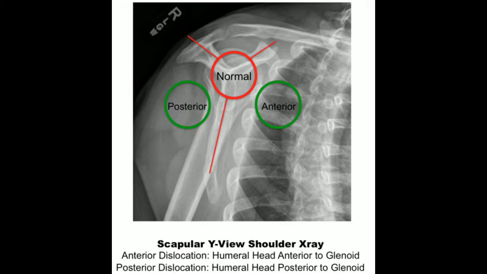So if we happen to see a displacement of the humerus more towards the coracoid process, it will be an anterior dislocation. If you see the humerus head displaced towards the acromion process, it will be a posterior dislocation.